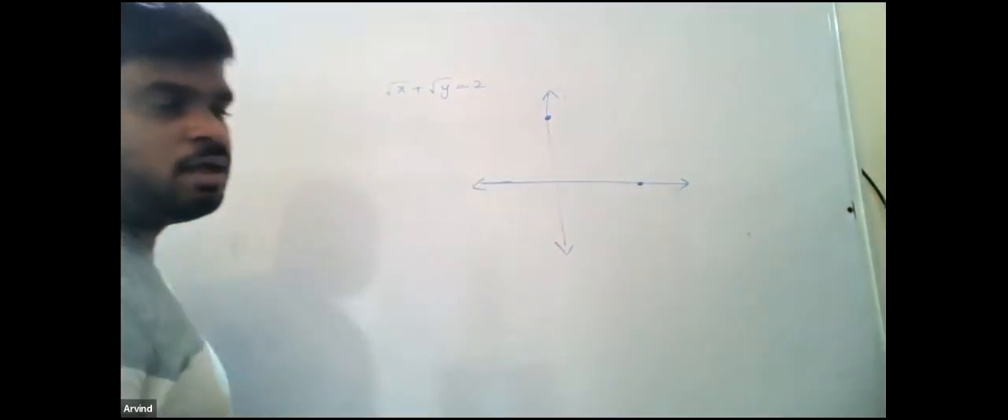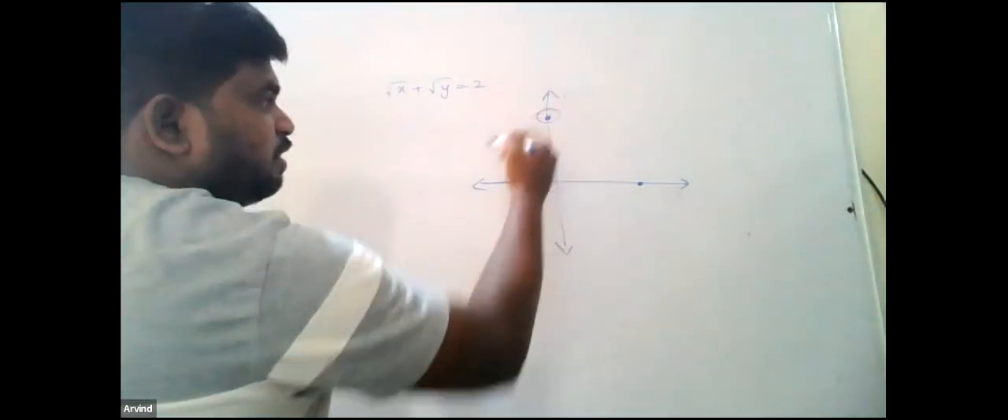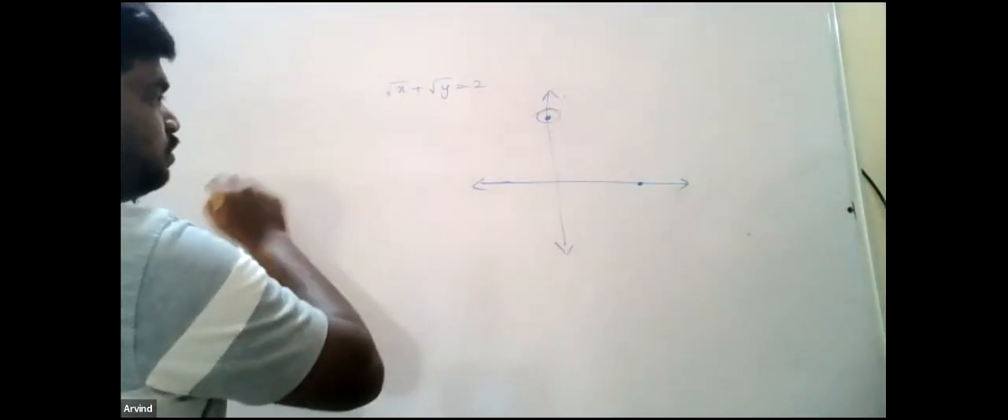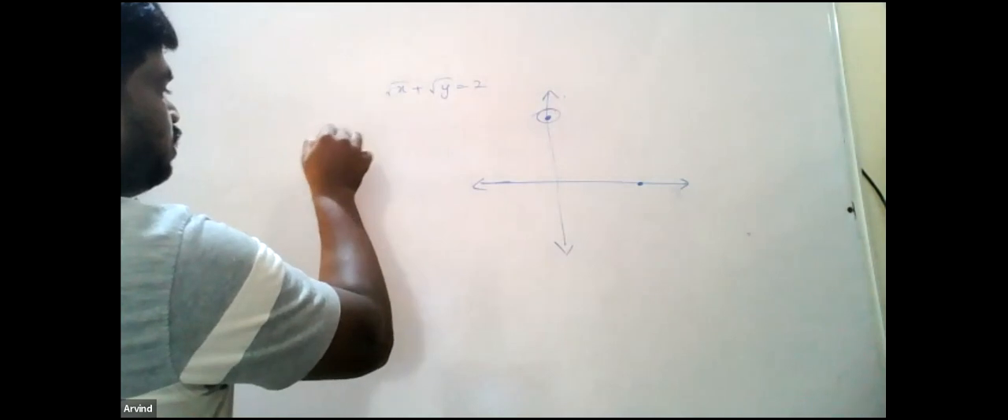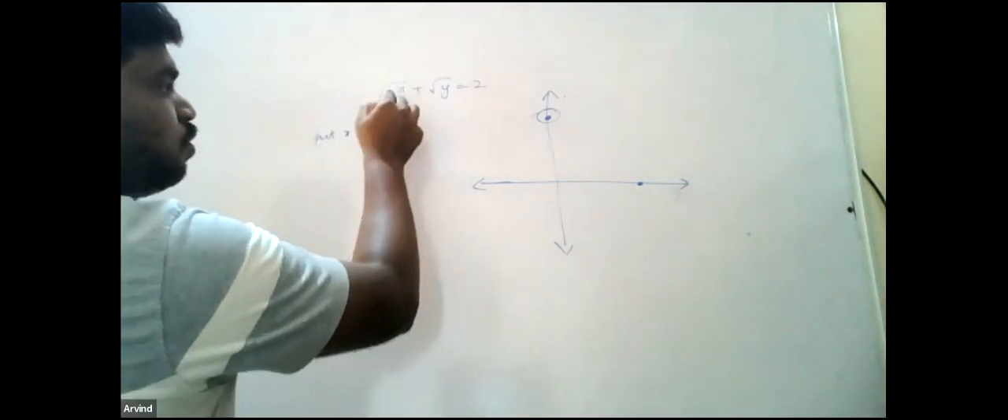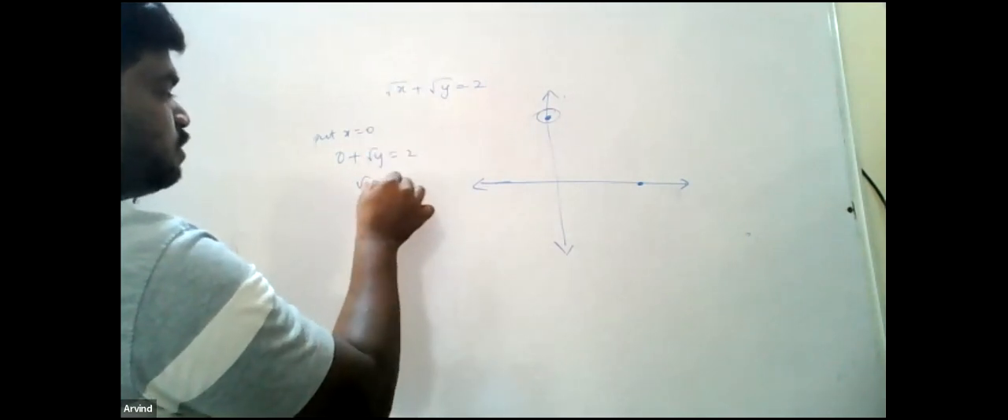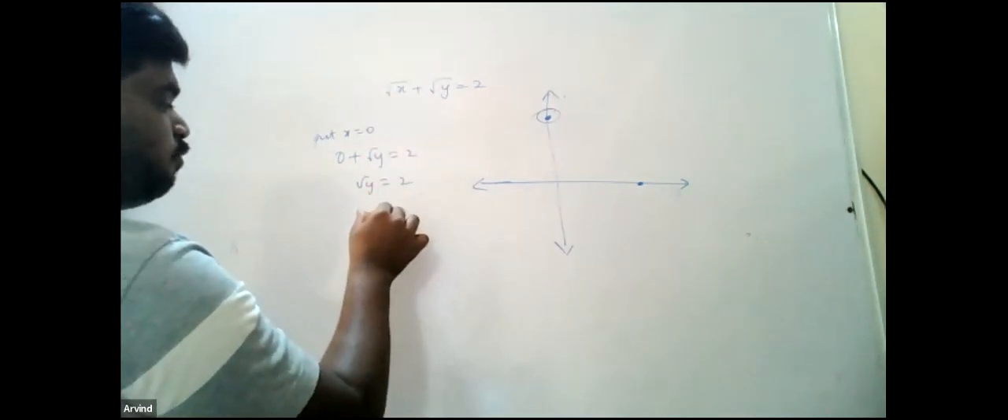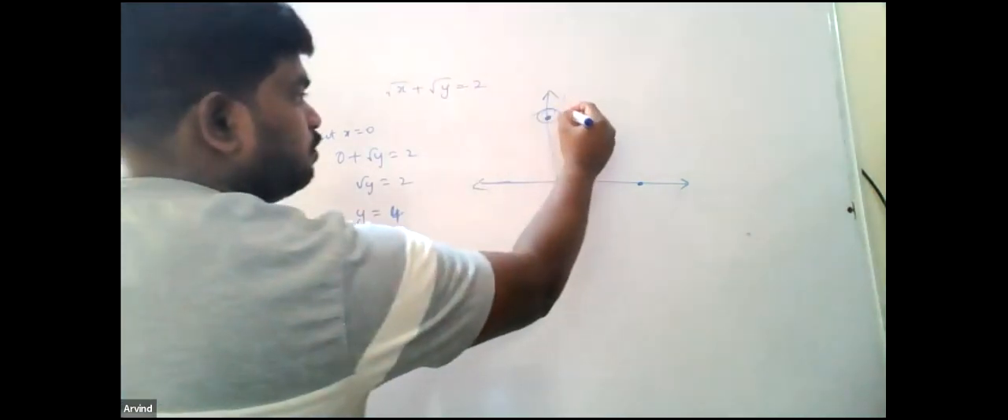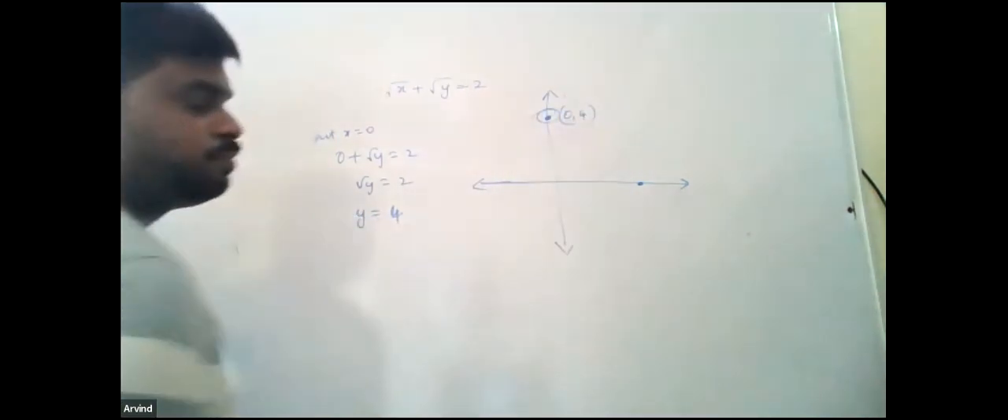Okay, so if it is meeting the y axis, then x will be 0. Put x is equal to 0, root of 0 is 0, 0 plus root y is equal to 2, therefore root y is equal to 2, squaring on both sides, y will become 4. So the point will become 0, 4.